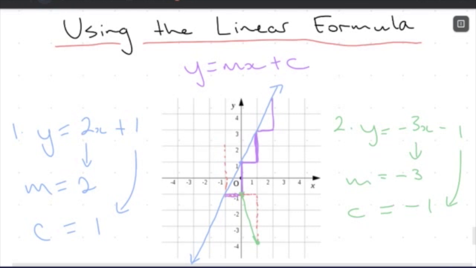Now, drawing that in, I get this here. And as we expected, we have a graph going in this negative direction. So as my x goes up, my y goes down.